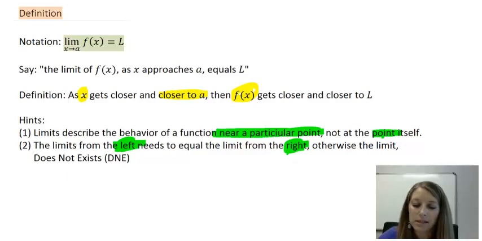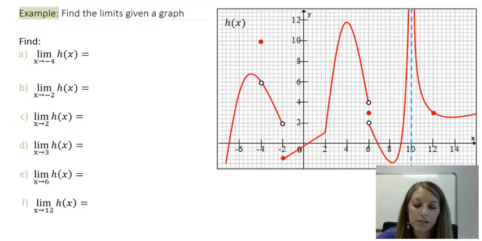So let's go back to this example, and let me start with the easy ones. So one of the easiest ones here is probably part F. The limit as x is approaching 12. So I find my x value of 12, and I want to see what my graph is doing as I get closer and closer to the left-hand value and closer and closer to the right-hand value.